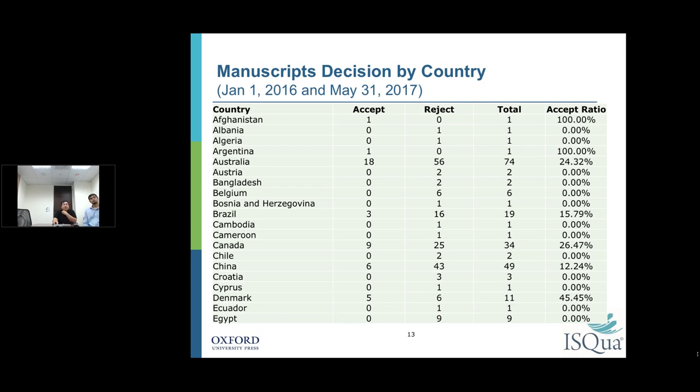So as you can see, we do accept as well as reject quite a number of papers.